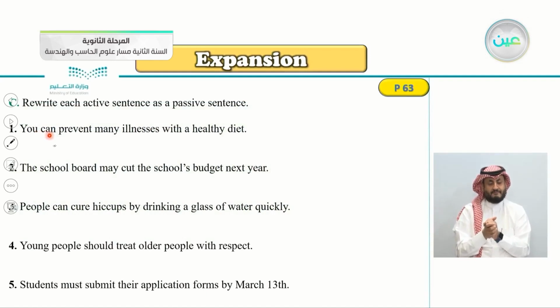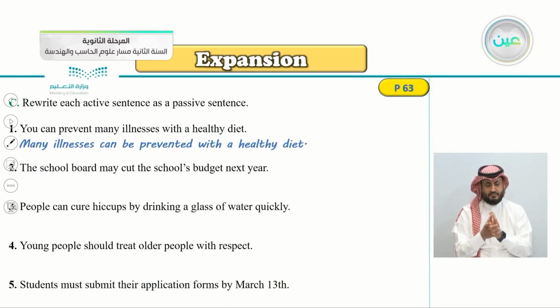Number 1, you can prevent many illnesses with a healthy diet. So many illnesses, begin with the object, can be prevented. The modal, be, then the past participle. Can be prevented with a healthy diet. So I think now you know how to answer.